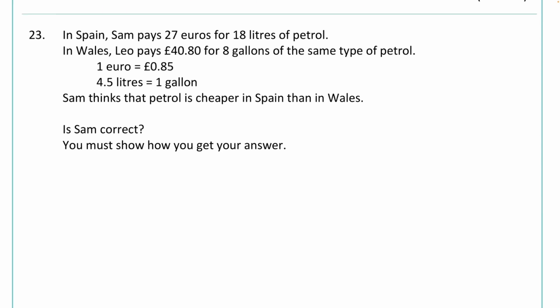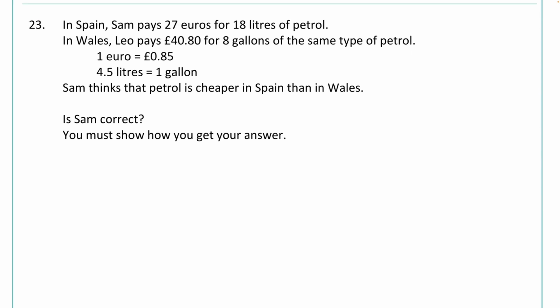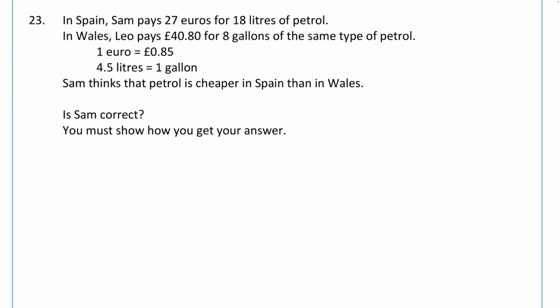So the next question, we are looking at some exchange rates, and this is also asking about best buys. It's having a look at where the petrol's cheaper in which particular country. So it says here, in Spain, Sam pays €27 for 18 litres, and in Wales, Leo pays £4.80 for 8 gallons. €1 is £0.85 and 4.5 litres is 1 gallon. Sam thinks that petrol is cheaper in Spain than in Wales. Is Sam correct? You must show how you get your answer.